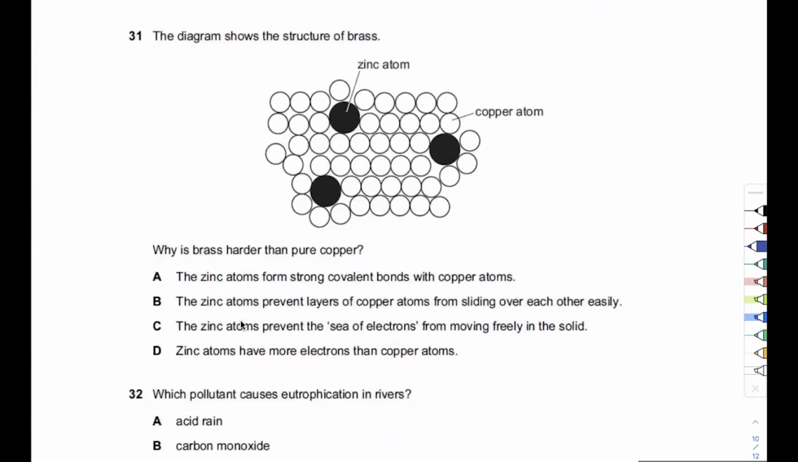All right. The diagram shows the structure of brass. Why is brass harder than pure copper? Let me change this question a little bit. Why is an alloy harder than a metal? And this is a general statement now. Why is it harder? Because the size of the particles is different. So malleability is lower. These layers cannot slide over each other as easily. So let's see. The zinc atoms form strong covalent bonds. Nope. Zinc atoms prevent layers of copper atoms from sliding over each other easily. That is true because the layers cannot slide that easily. Alloy is less malleable. So this is B. There you go.